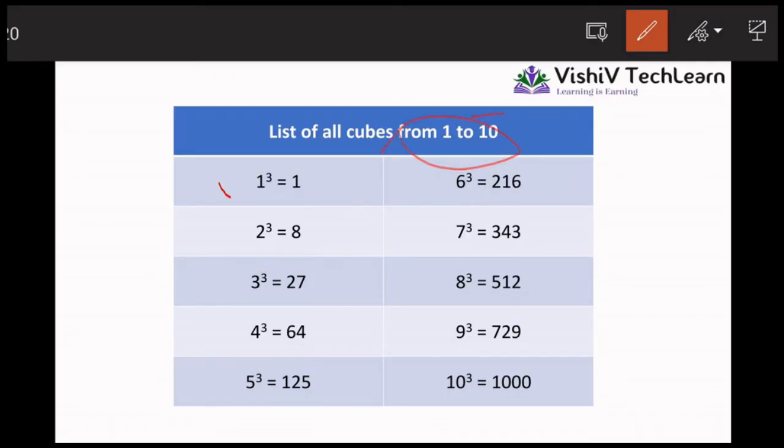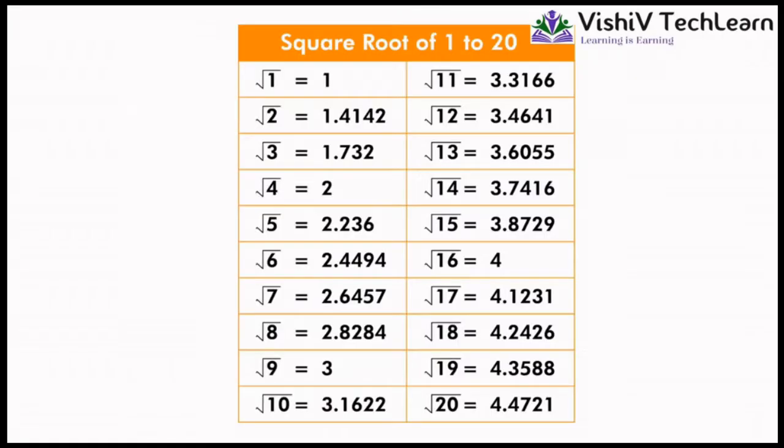So cube of 1 is 1, cube of 2 is 8, cube of 3 is 27, and so on. So if you remember the cubes of numbers from 1 to 10, that will be sufficient. Even if you go for cubes of 1 to 20 numbers, that will be more than sufficient. Okay, let's go to the next part of these mathematical tables.